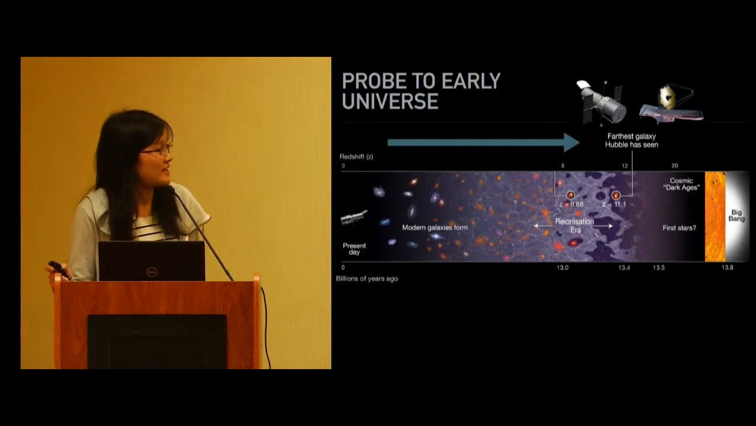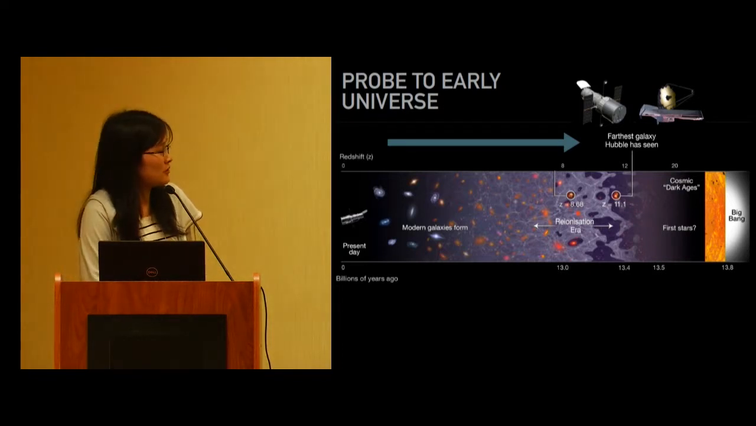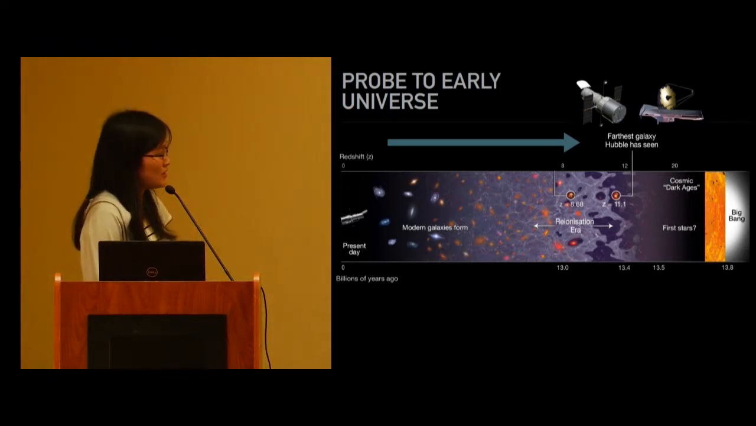So here, this is a schematic timeline of the history of the universe. When we are looking to the distance of the universe, we are basically looking at more and more distant objects residing in the early universe. In the cosmology context, we call this the high redshift universe.